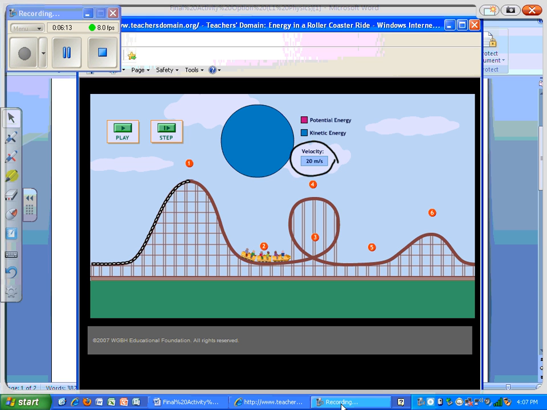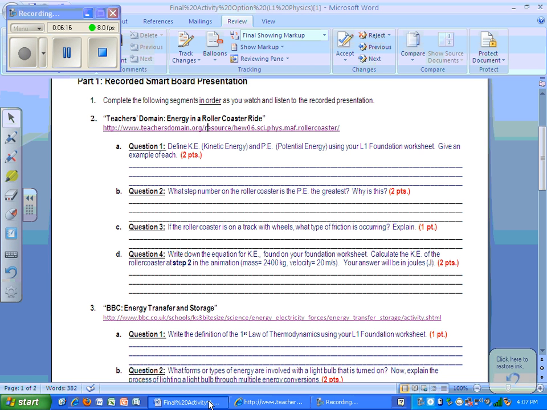So now if we go back, you can see that the velocity is 20 meters per second, okay? So use this information, 20 meters per second, and the mass of 2,400 kilograms to answer the question. Your answer will be in joules, okay? So both work and energy are measured in joules. You can find the equation to be able to calculate the kinetic energy on your foundation worksheet, okay? So you can pause the video at this time and use your worksheet in order to figure this question out.